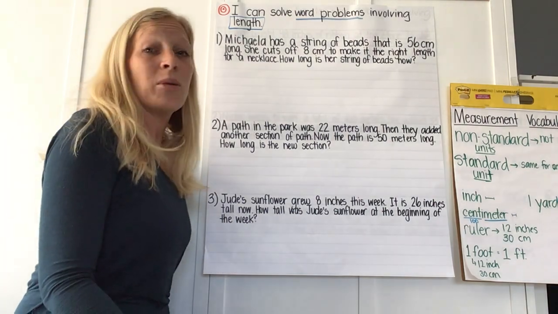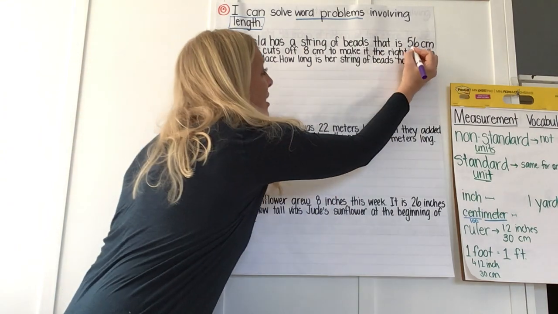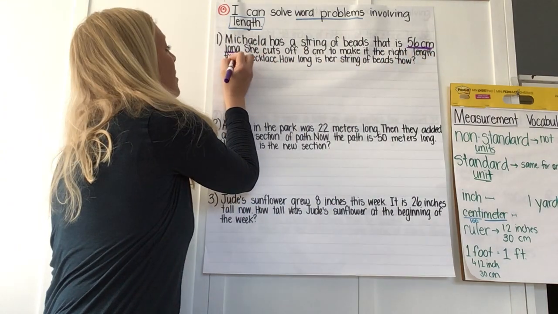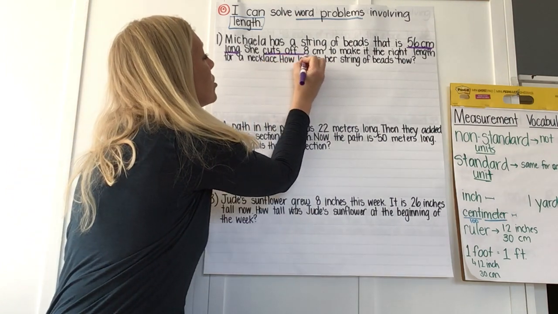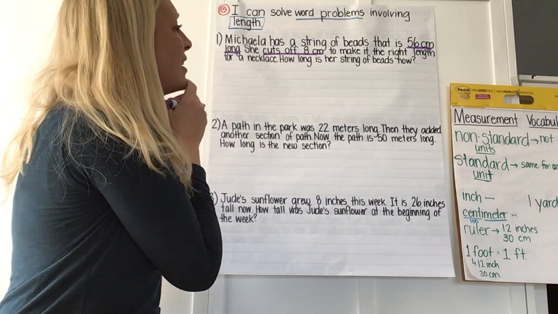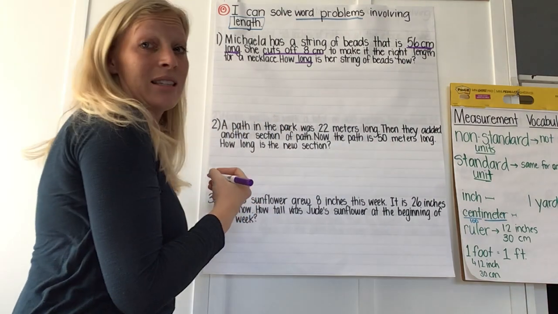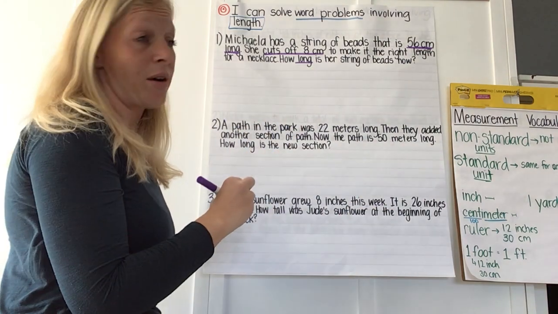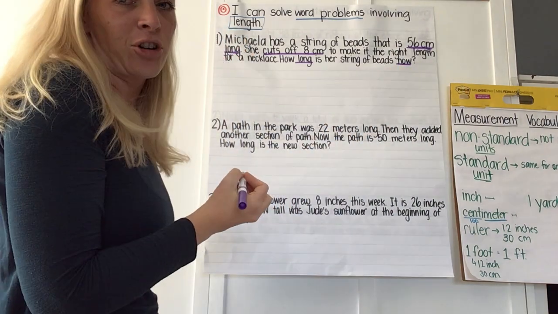Again, what do we know? Okay, so she has a string of beads. It's 56 centimeters long. What else do we know? She cut off 8 centimeters. What are we trying to find out? How long is her string of beads before or after she cut them off? After. So now how long are they after she cut them off?